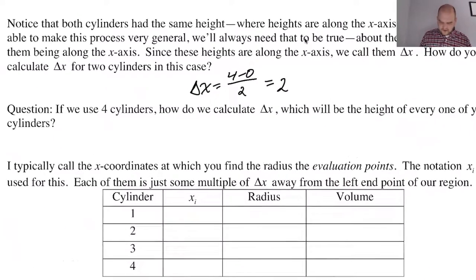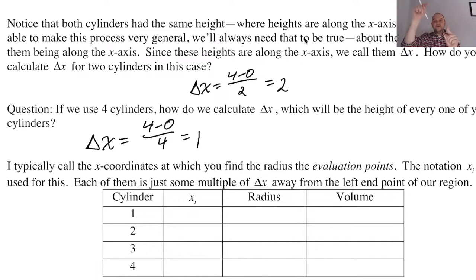If we were going to use 4 cylinders, then we would be doing delta x. You're going from 0 to 4 on the x-axis, and you're going to cut it into 4 equal parts. So it's 4 minus 0 divided by 4, which is 1. Each of them will be just 1 unit high, but the heights are along the x-axis. Then you find the radius, and then you rotate around the x-axis.